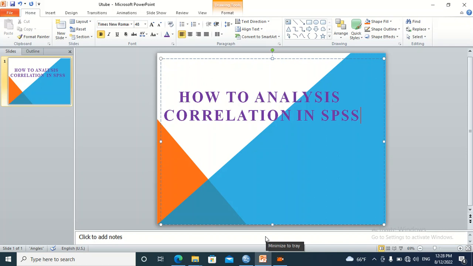I have to analyze this data, the correlation in SPSS. How to correlate this data in SPSS is very essential, especially for master's and PhD students.